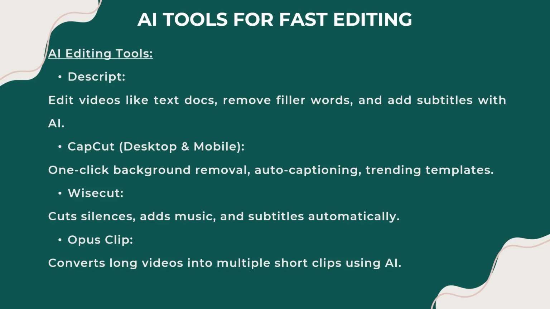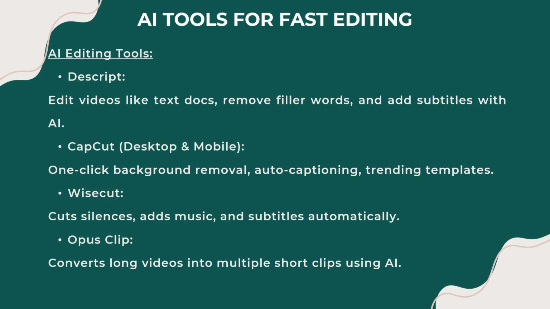Then CapCut, as we already learned about CapCut in our module. In module 2 we learned about CapCut. CapCut has one-click background removal, an AI feature. Auto captioning is also its feature, and we can use different trending templates for text, and there are tons of other AI features that CapCut allows us in order to speed up our video editing workflow.